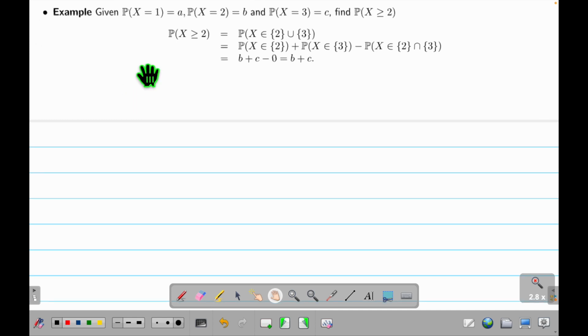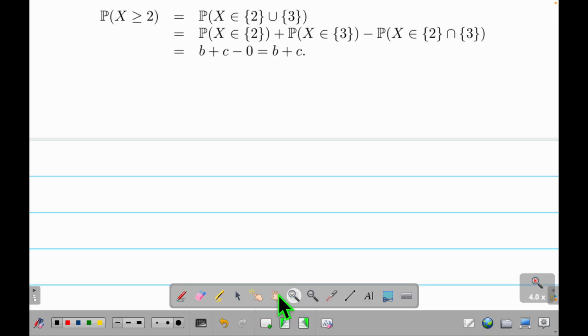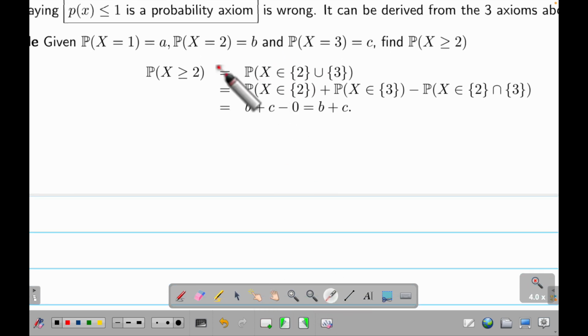And here's an example. Suppose I have the probability of random variable X equal to 1 is A, and the probability of random variable X equal to 2 is B, and the probability of random variable X equal to 3 is C. Find the probability that random variable X is larger than or equal to 2. So, by definition, X larger than or equal to 2 with respect to the sample space is the same as the set {2} union the set {3}. Then by the inclusion-exclusion principle, this expression is the same as this expression. And then we know that this is actually the empty set. The probability of the empty set is 0, so therefore 0 here. And then the probability of X is 2 is B. The probability that X is 3 is C, so therefore we have B plus C minus 0, that means B plus C, okay?